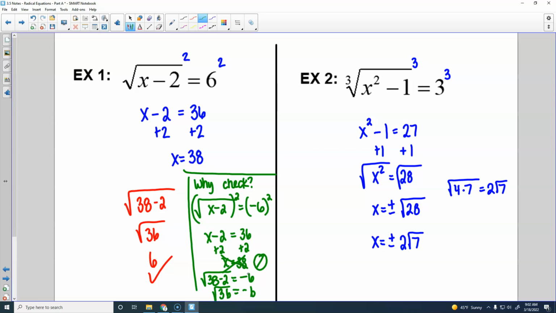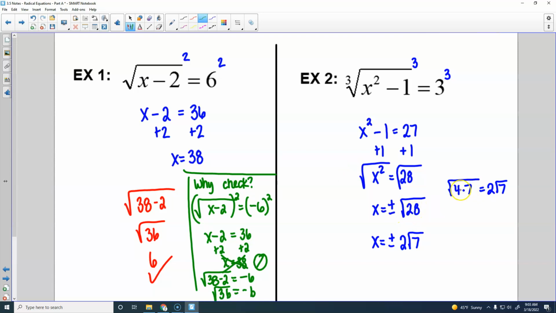All right, on 2, the inverse of a cube root is a cube. So we would cube both sides, which is going to give us x squared minus 1 equals 27. We would add 1 to both sides here, giving us x squared equals 28. And then to get rid of that square, we're going to square root both sides. Whenever you square root both sides, you have to put a plus or minus. So you get plus or minus square root of 28.